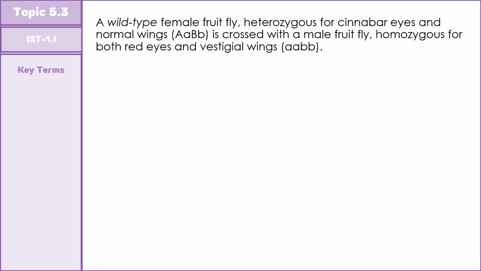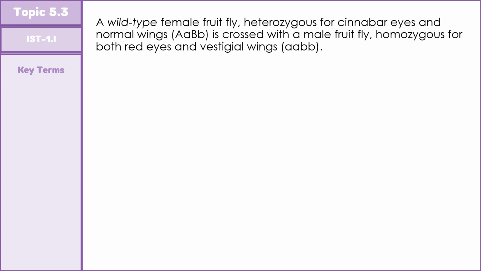So let's say we have a secondary question where we have a wild type female fruit fly. She is heterozygous for cinnabar eyes, sorry, red eyes, and normal wings. So we're heterozygous for traits A and B. And she is crossed with a male fruit fly who is homozygous for red eyes and vestigial wings. So these are our two recessive characteristics. We are homozygous recessive for both characteristics.